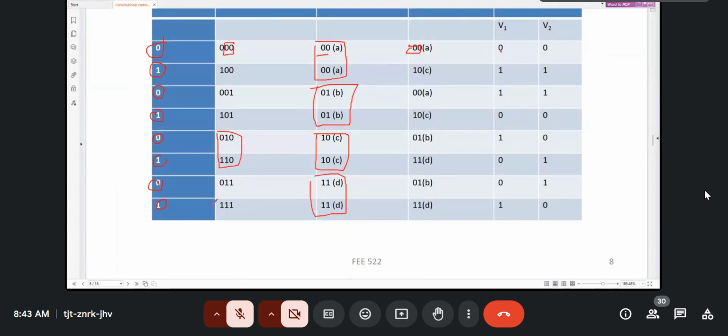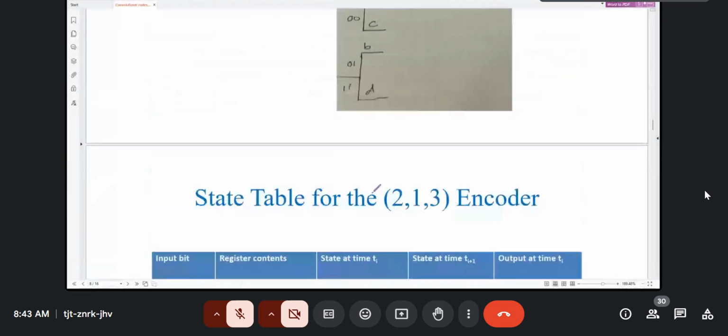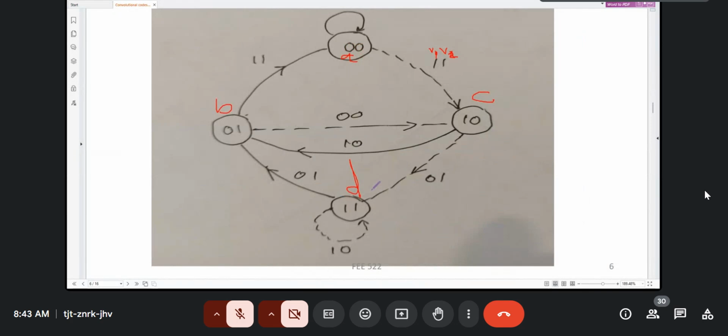So assuming everybody is okay with that, then we can go to the trellis. Excuse me. Yeah. I wanted to ask on the state diagram. I can see that there are some lines that are dotted. Is there a difference? Yes, there's a difference.